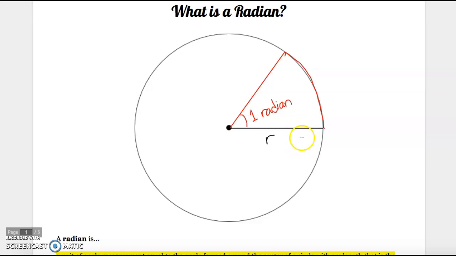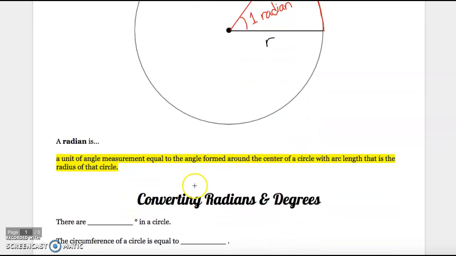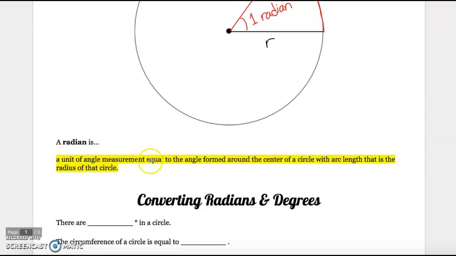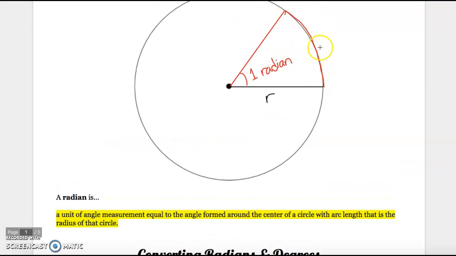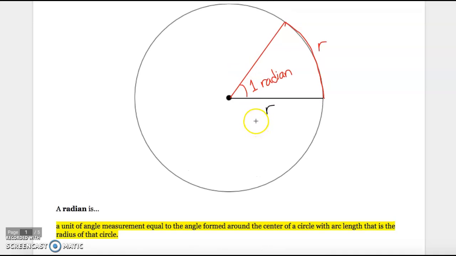Beautiful. So the formal definition of it, and you can write this part down, is a unit of angle measurement equal to the angle formed around the center of a circle with arc length that is the radius of the circle. So this length right here and this length right here are the same, it's just that this one's curved and this one's straight. And so then that angle formed in the middle is 1 radian.